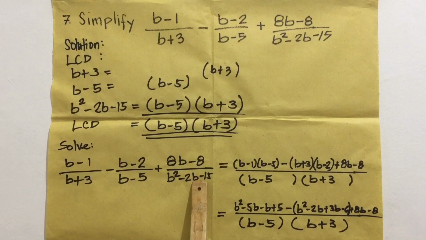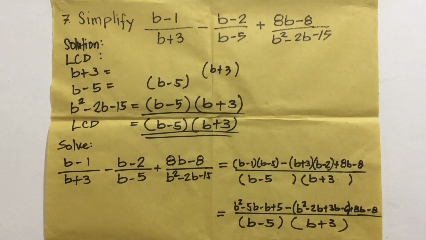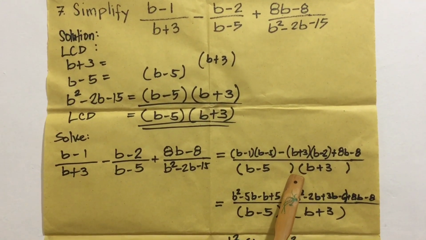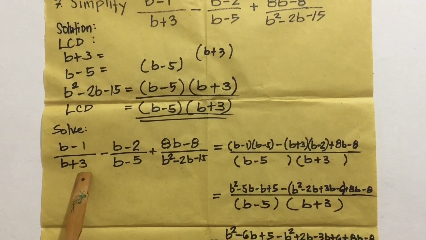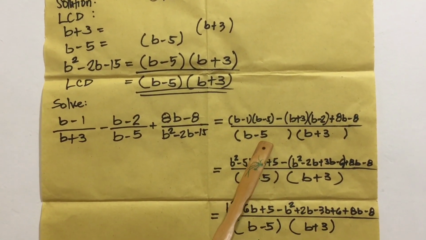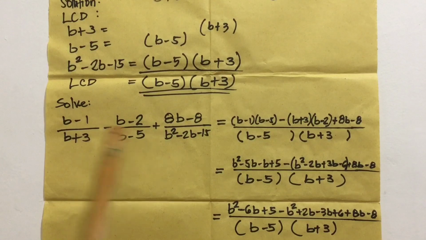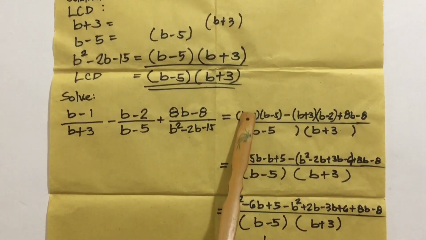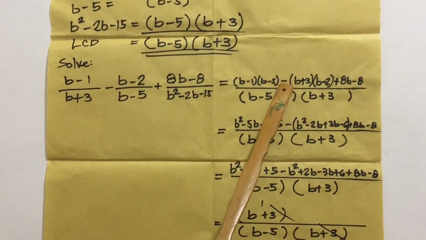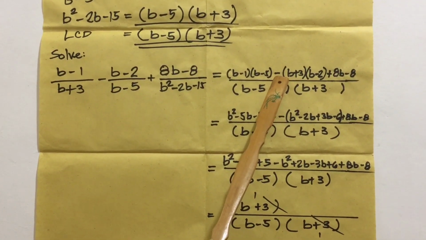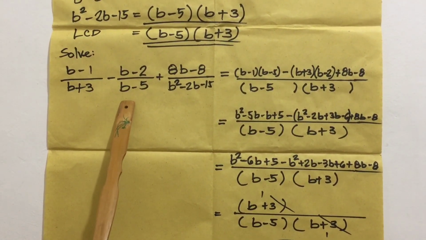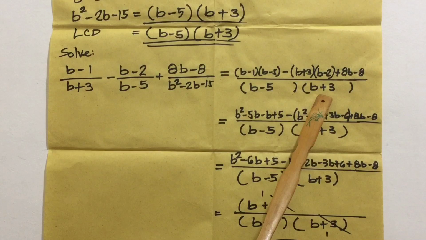8b minus 8 over b squared minus 2b minus 15 equals. So we're going to divide this denominator now by b plus 3. So b plus 3 cancels, the answer is 1, so the remaining is b minus 5 multiplied to b minus 1. That's why our answer here is b minus 1 times b minus 5. Then since it is negative, we're going to copy the negative automatically. Then we're going to divide again this denominator into the denominator here. B minus 5 cancels, so the answer is b plus 3.